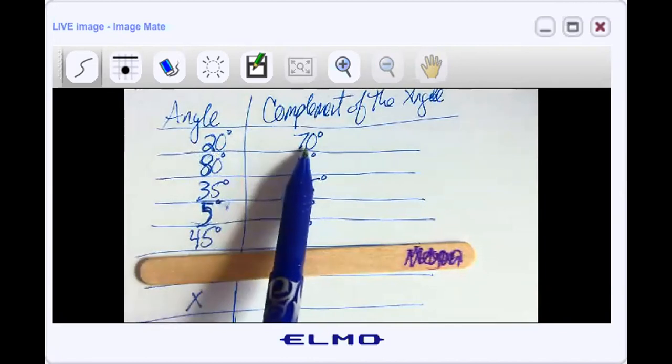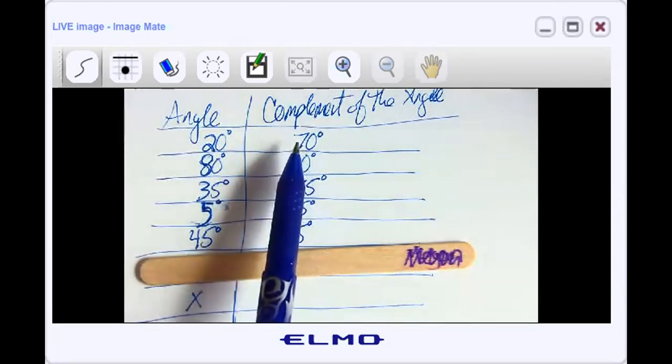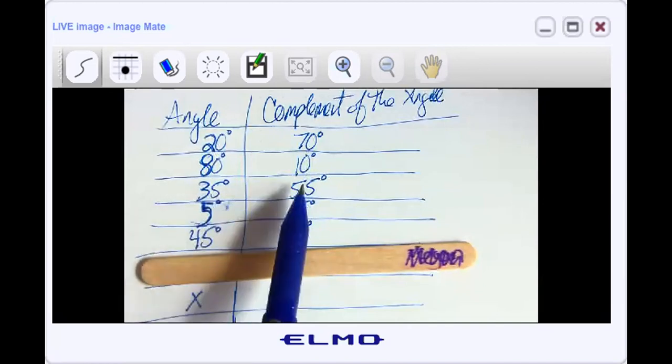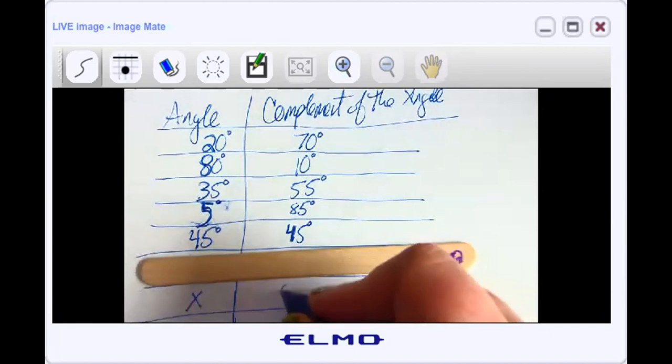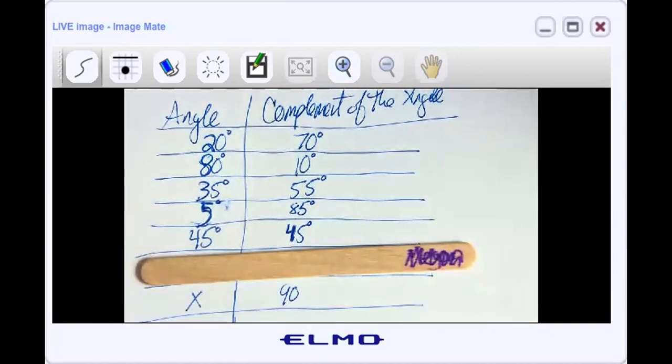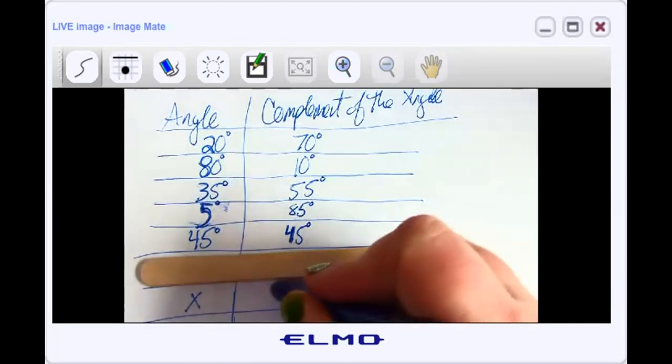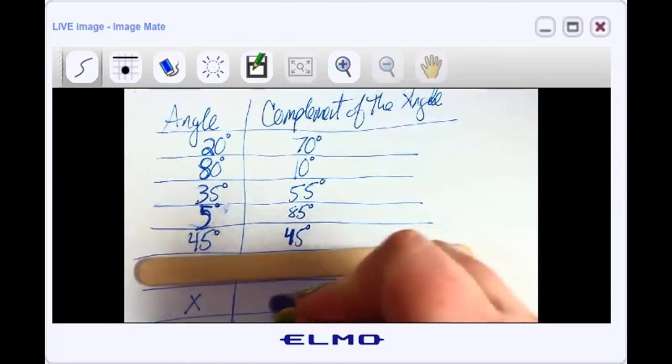If you take 20 and 70 and you add them together, you get 90, don't you? 80 plus 10 is 90. 35 plus 55 is 90. So if I have x and I put 90 here, if I added these two together, you get 90 plus x. And that's different. I should just get 90. Because think about it. Let's say that this angle was actually 10. Then the complement's not going to be 90 anymore. Right? So 90 comes into play, but not right there. So I can't just put a 90.